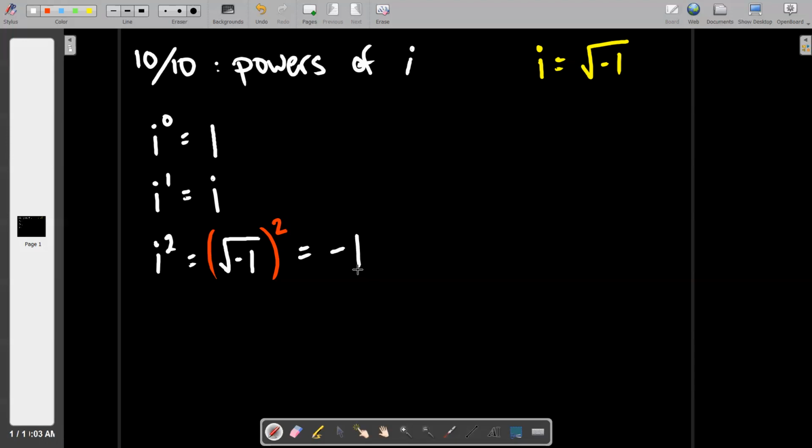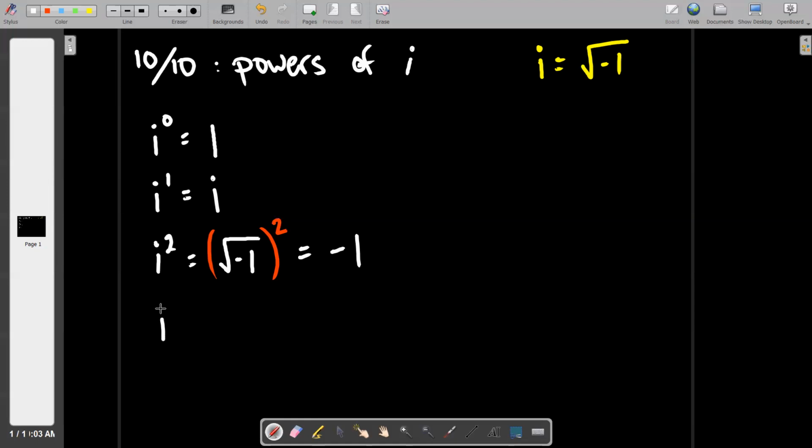That really is at the heart of what imaginary numbers are all about. I mean, for the first time in our existence, we just squared something and got a negative answer. i squared is -1. I don't really want to move on until we're okay there. Okay.